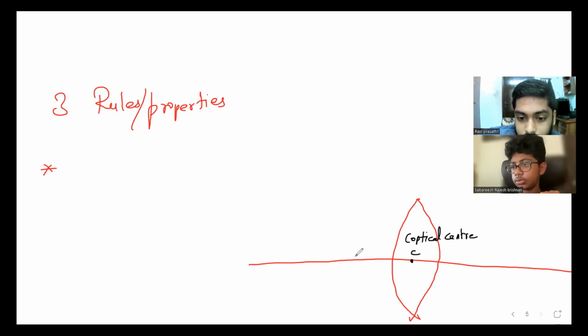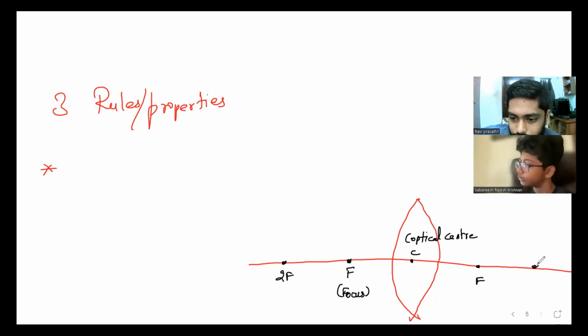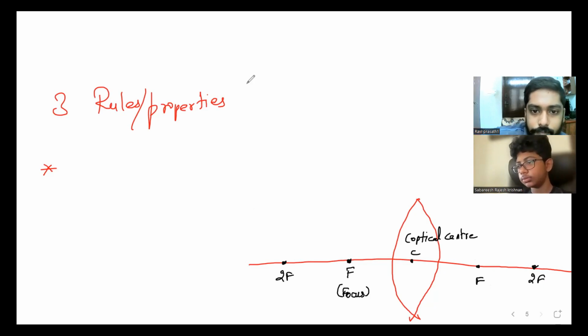And from a convex lens at a particular distance, we have a position called F, which is nothing but the focus. It is where the entire light ray gets concentrated. Clear? So that point we call the focus. So for an optical center, we have a focus on either side. And for better understanding, we will take twice this distance and have another position called 2F, twice the length of the focus.